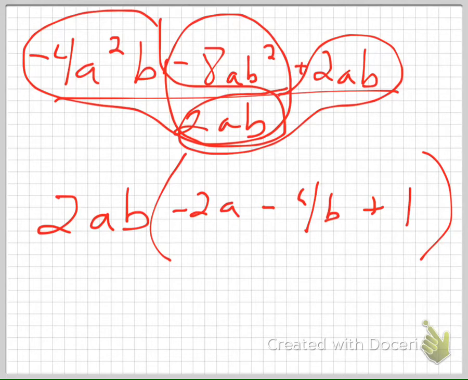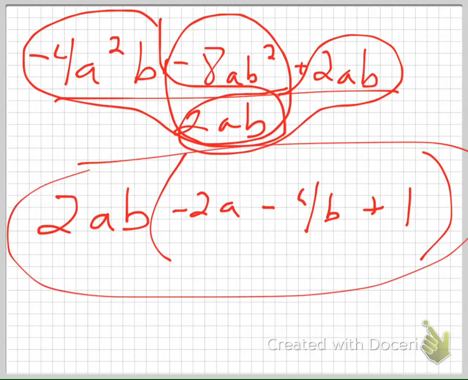If you aren't sure what to do here, if you aren't sure you got it, what can you do? Distributive property, make sure you got it right. Does that make sense? How many of you have 2ab times that thing? Does it make sense? Okay.